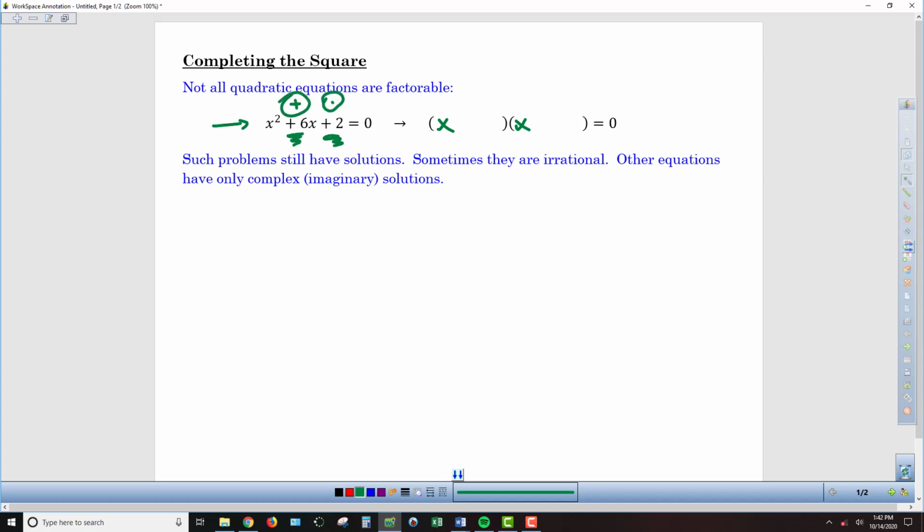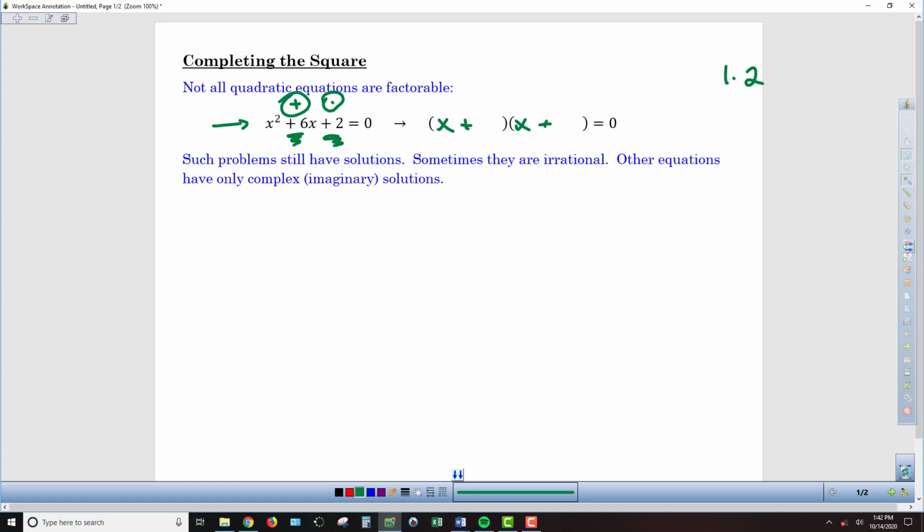So what I know is if I'm multiplying to make a positive and adding to make a positive, I'm going to need two positives here. And then I've got to try to find a factor pair that multiplies to make 2 and adds to make 6. But right away we see that we have a problem, because the only way I can multiply to make 2 is 1 times 2, and 1 plus 2 definitely doesn't equal 6. So that means this problem is not factorable.